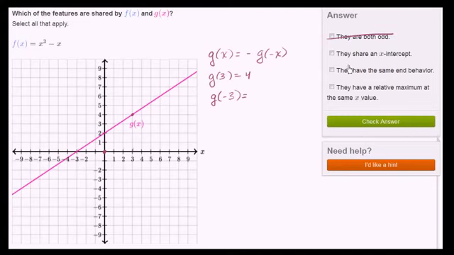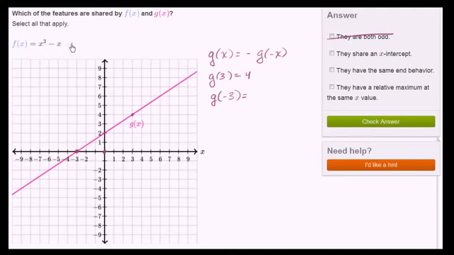So that's not right. Next option: they share an x-intercept. G of x only has one x-intercept. It intersects the x-axis right over here at x equals negative 3. Now let's think about the x-intercepts of f of x. To do that, we just need to factor this expression.